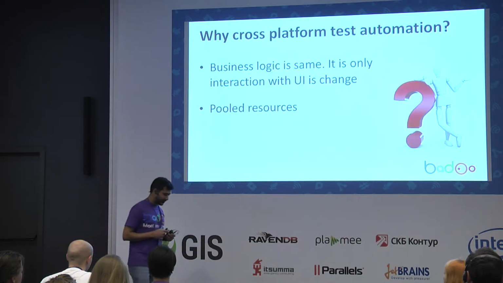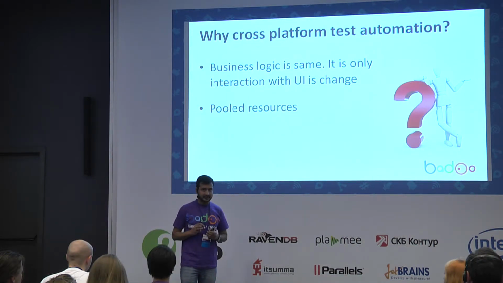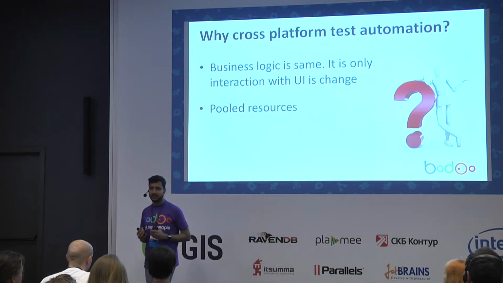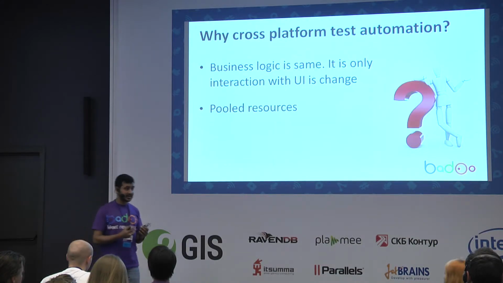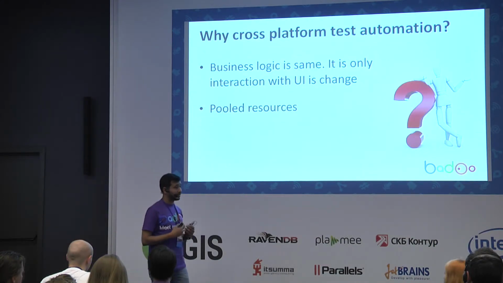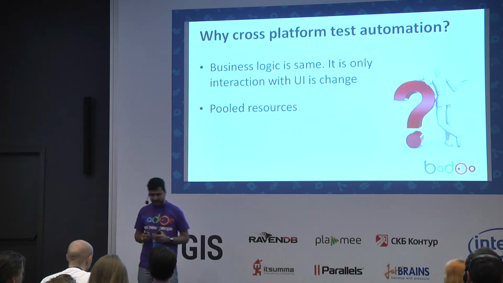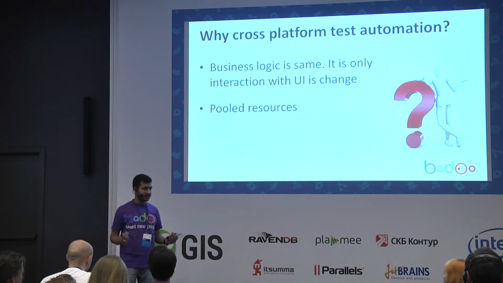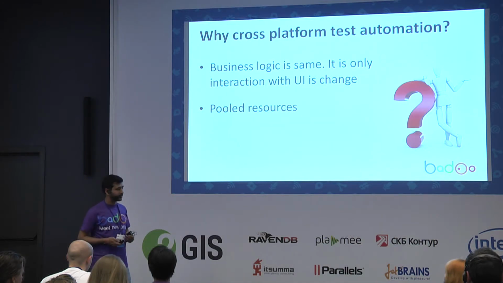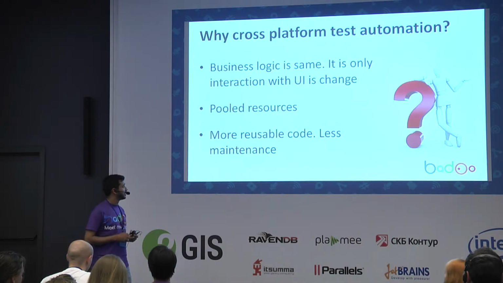The advantage we saw by doing this is pooled resources. You can bring people who are working on different platforms and have different knowledge together as a single team, and you can implement the automation. From an organizational, company perspective, it's a good thing to have a single team who can deliver the automation on different platforms, and you can distribute the work more efficiently.